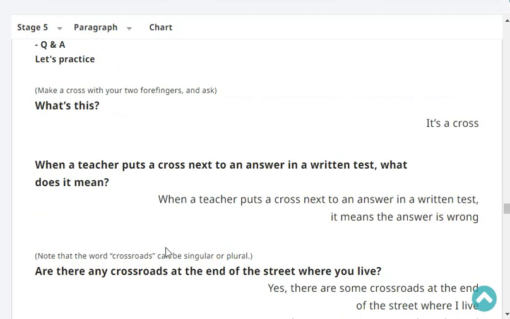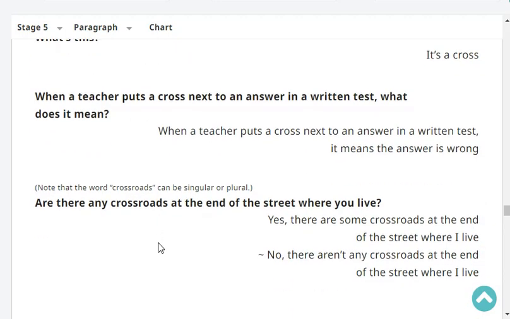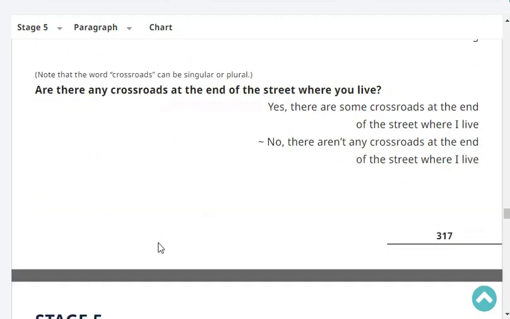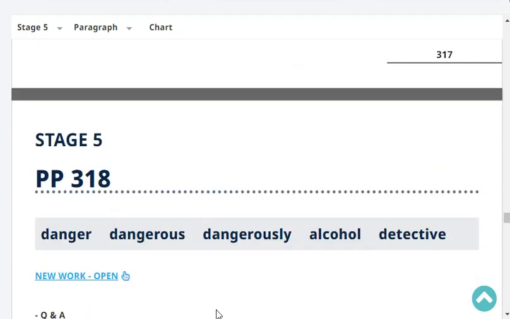When a teacher puts a cross next to an answer in a written test, what does it mean? It means the answer is wrong. Are there any crossroads at the end of the street where you live? Yes or no? Yes, there are some crossroads at the end of the street where I live. Very good.